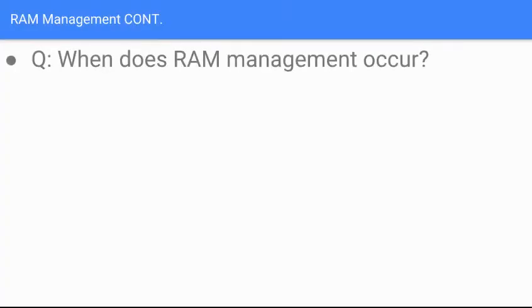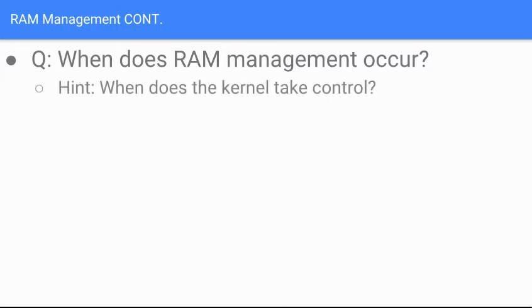So when does this RAM management occur? Okay, so this is just a question for you to sit and think about, okay? So when does the kernel take control, right? Yeah, so during the context switch, right? So that's when the RAM management occurs.